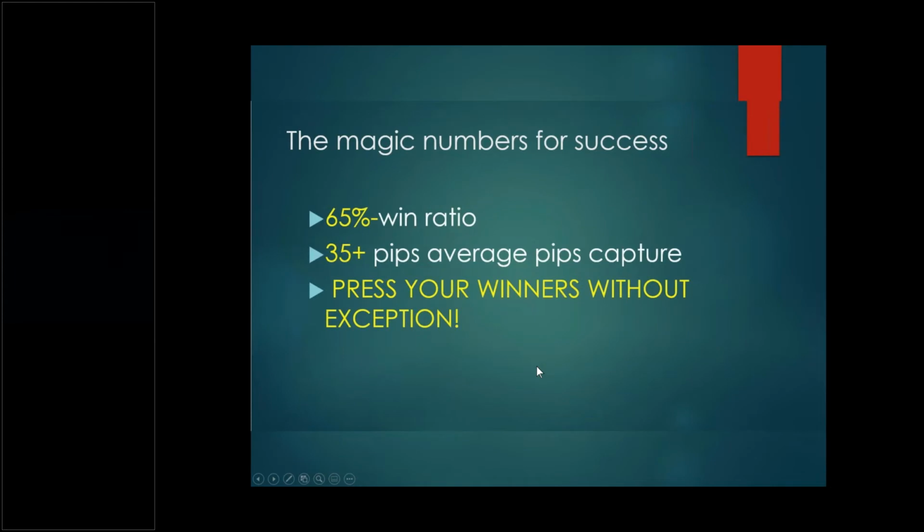So the magic numbers for success are this: 65% win ratio, 35 plus pips average pip capture. You must press your winners without exception. The only way to get to a 35 plus pip average capture is to press your winners. It is the secret in the Forex. You want to know the secret in the Forex? Here it is: press your winners without exception. That means you've got to find a wide open space of 55 pips or more, or you can't press your winners.